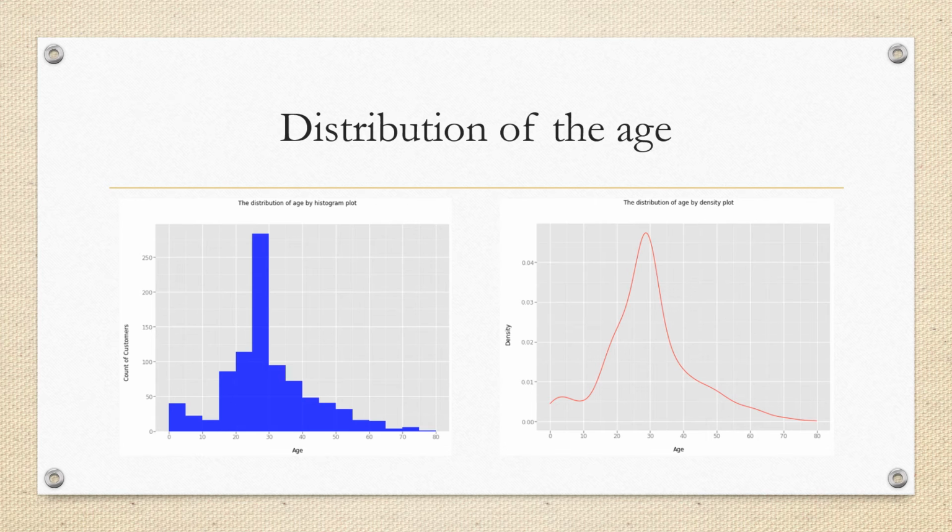This slide shows the distribution of the customer age. For this slide, we can observe that the age between 25 and 30 has a high number of customers, and also, for the age between 15 and 50, most customers are located in this area.